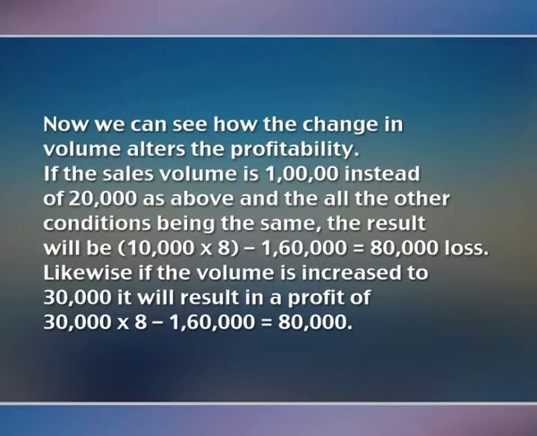Now we can see how the change in volume alters the profitability. If the sales volume is 10,000 instead of 20,000 as mentioned and all the other conditions being the same, the result will be 10,000 into 8 minus 1,60,000, which is equal to 80,000 loss. Likewise, if the volume is increased to 30,000, it will result in a profit of 30,000 into 8 minus 1,60,000, which is equal to 80,000. This shows that the profit increases with the increase in volume when other conditions are unchanged.